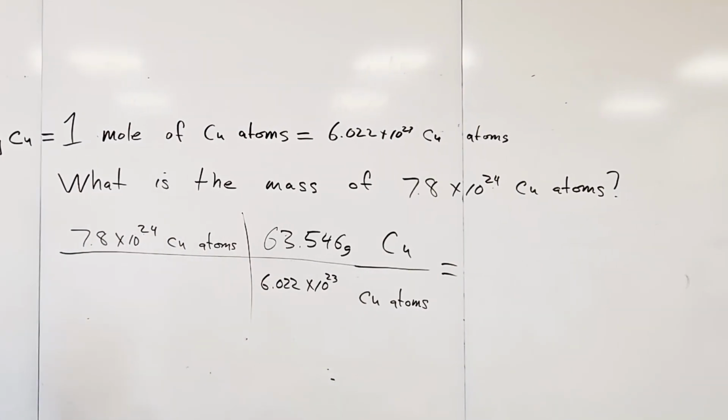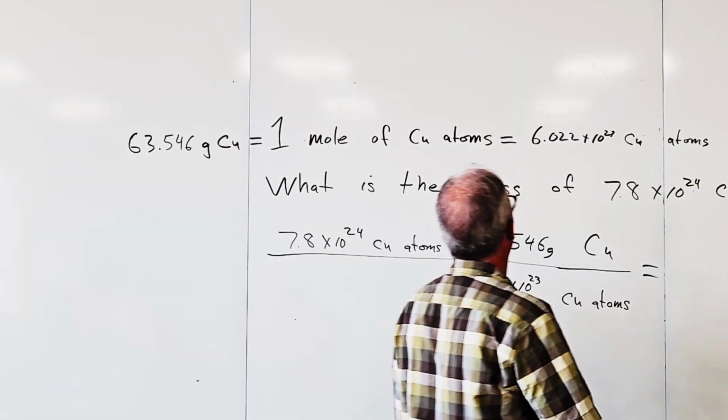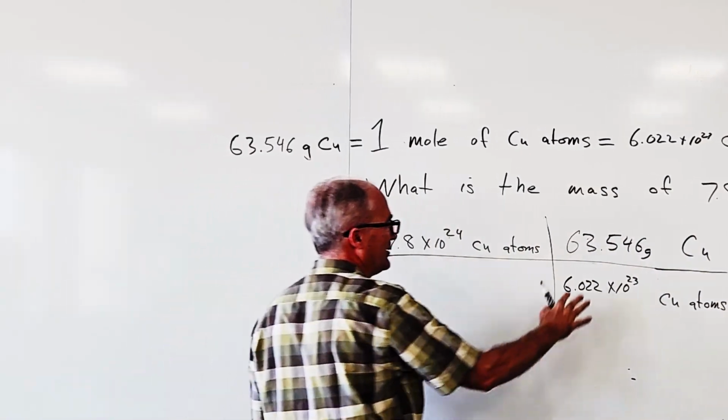So I'm going to just link this thing being equal to this mass here. 63.546. All right, so as Orion asked, grams, right? Grams of copper. We see that unit right there. That's why we pulled that out.